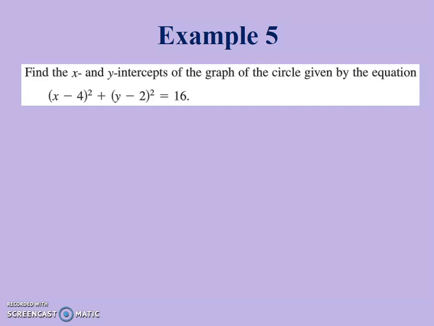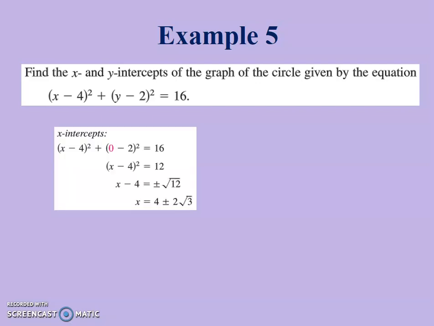Next example says to find the x and y intercepts of the graph of the circle given by the equation. So you know your circle has a center of (4, 2). You know the radius is 4. Your job is to find the x and y intercepts for where that would occur. So just like in Algebra 1, in order to find the x-intercept, you set y equal to 0.